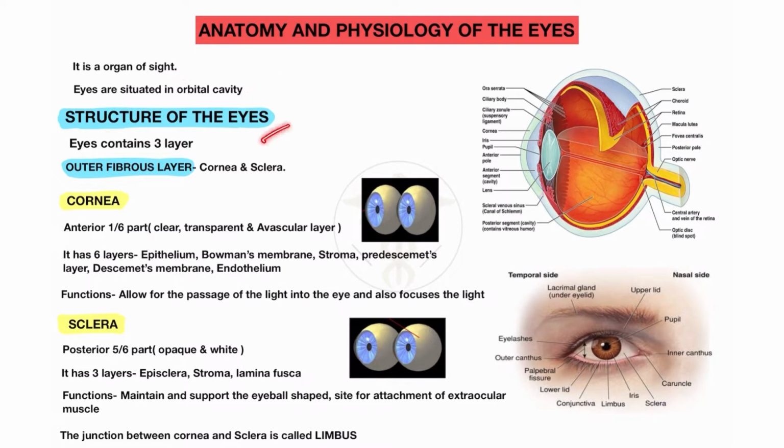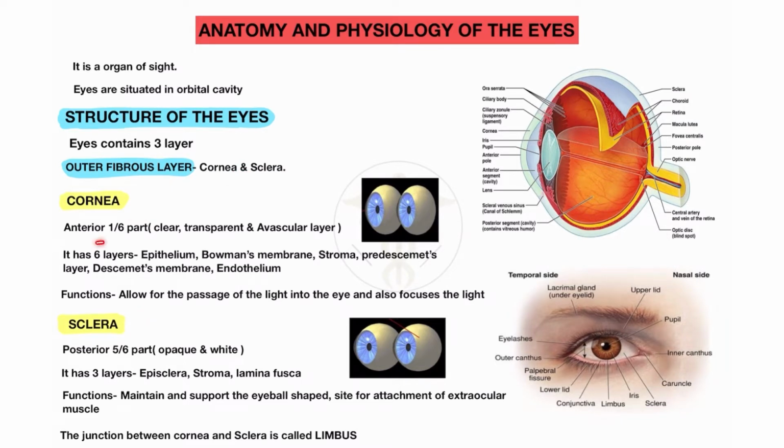What are the structures of the eye? The eye contains different structures. First of all, its structure is divided into three layers. First is the outer fibrous layer, then the middle vascular layer, and lastly the neural layer, which contains the retina. The outer fibrous layer contains the cornea and sclera. Please learn this. First I will discuss the cornea and then the sclera.